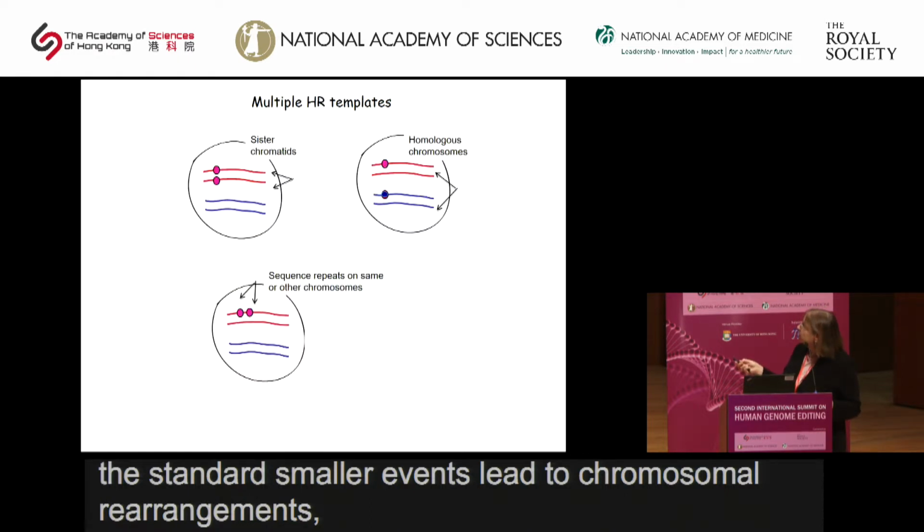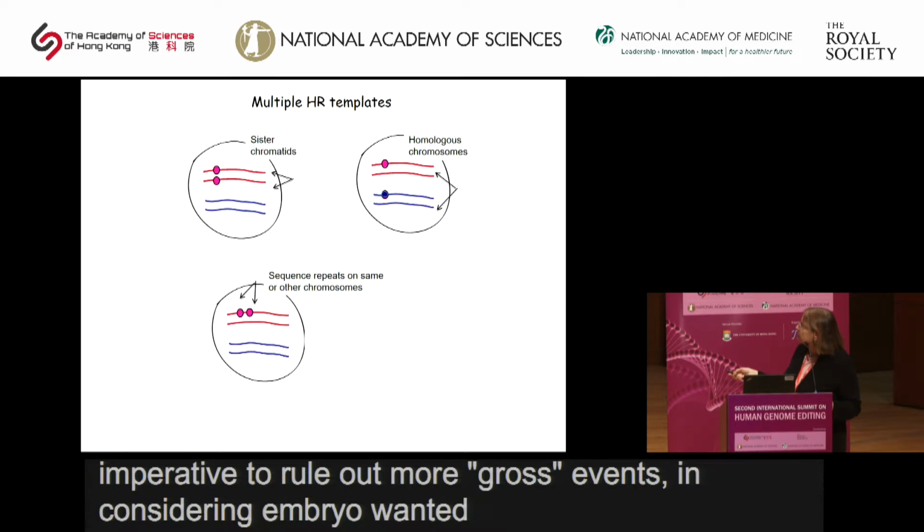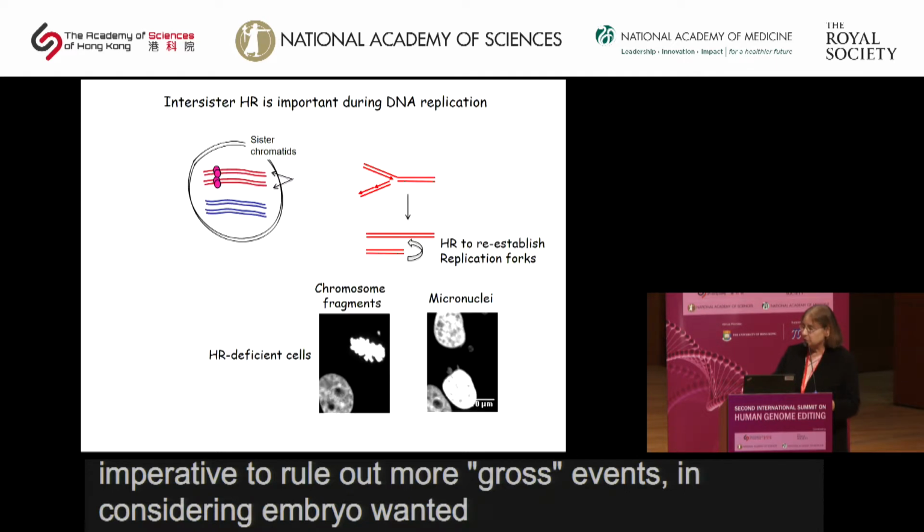So another thing to consider is that there are multiple homologous recombination templates in cells. Sister chromatids, this is after DNA replication, so sister chromatids, homologous chromosomes, and then sequence repeats on other chromosomes or on the same chromosome. This, to some extent, is disfavored because repeats like Alu repeats or other kinds of repetitive elements are often quite diverged from each other. So we mostly focus on intersister recombination and sometimes interhomolog recombination.